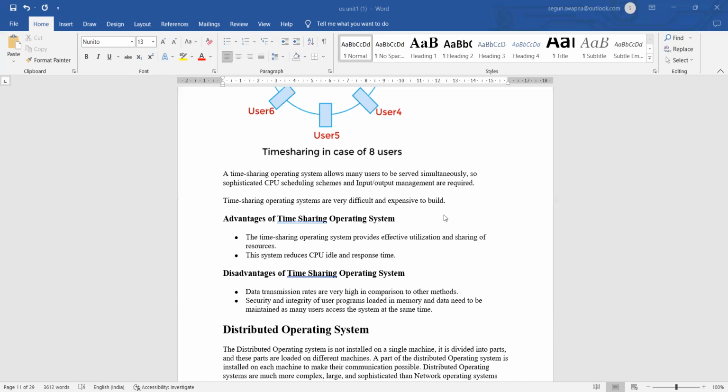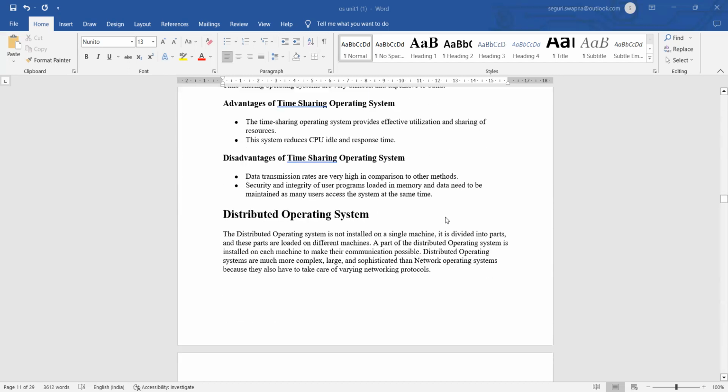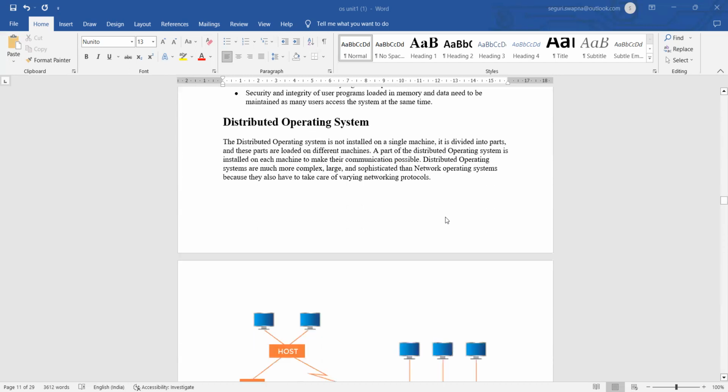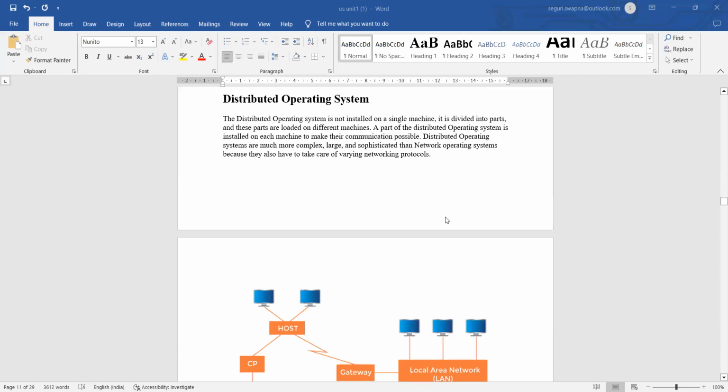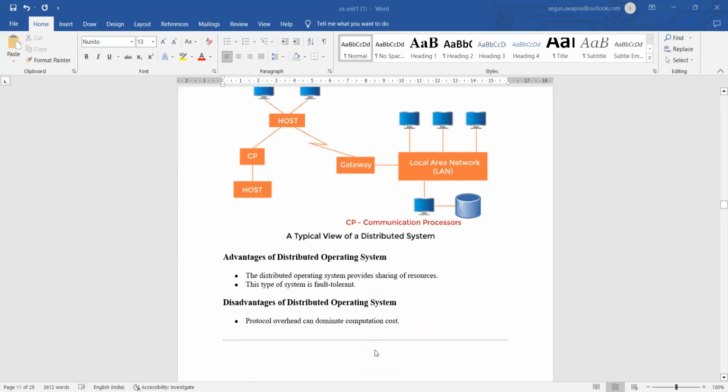Next is the distributed operating system. In this distributed operating system, a single operating system is distributed among different machines. That is, the parts of a single system are distributed among multiple different machines. A distributed operating system is very complex to develop. It requires a network, and the main advantage of this distributed operating system is that it provides sharing of resources, and it also tolerates the faults which have occurred in the system.